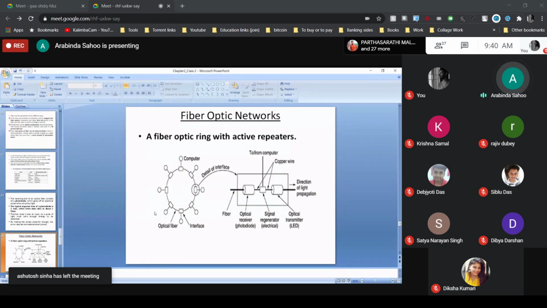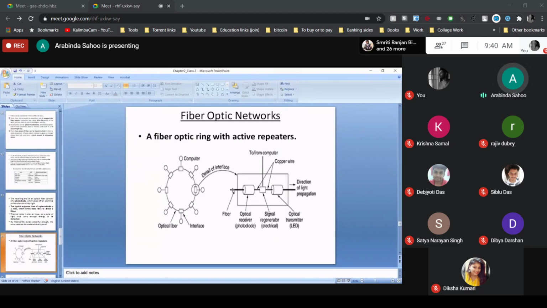So you can draw this first diagram. It basically consists of an optical ring with active repeaters, made of three parts. Number one is your optical fiber, number two is your interface, and number three is your computer, or the device you want to connect. And the connection between your computer and the network is always possible through this interface.